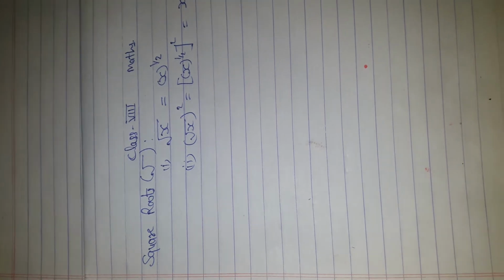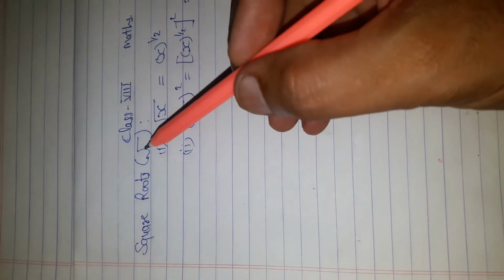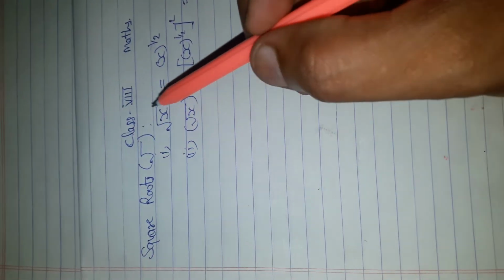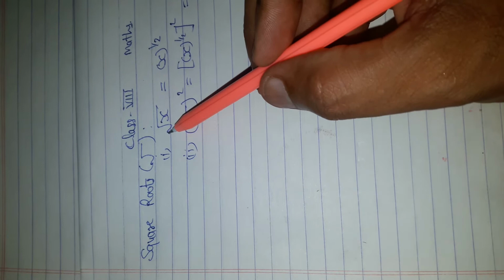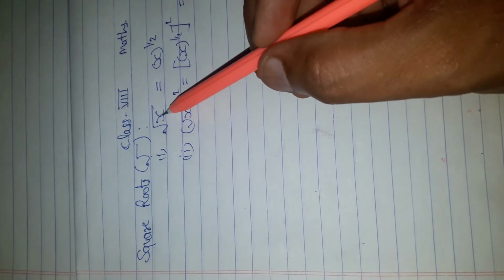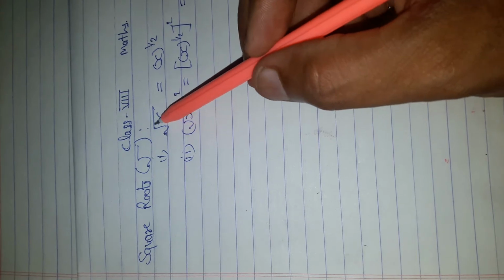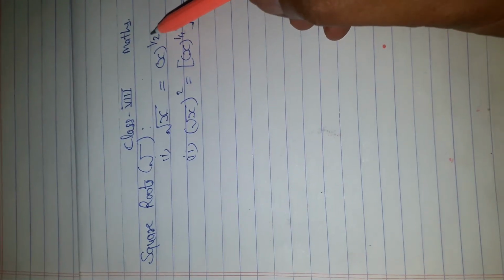Students, today we are going to learn how to find the square root. This is the symbol of the square root. We read it as square root of x. That means the value of the symbol is always the exponent 1 upon 2.